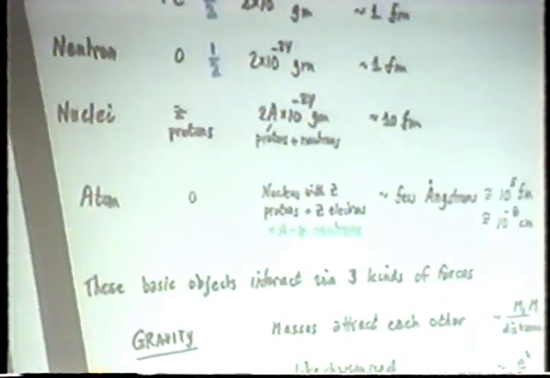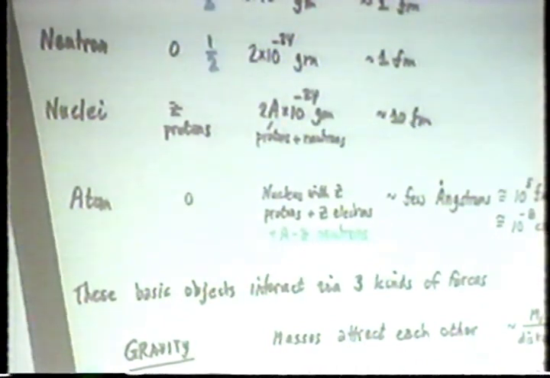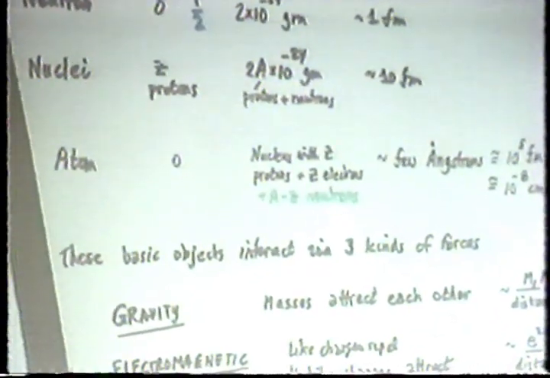A nucleus, which is the heart of an atom, then is made up of some Z protons and some A minus Z neutrons, so it has a total mass A, and its mass then is something like 2A times 10 to the minus 24th grams, and it's bigger because typically it has then a lot of these tinier objects, neutrons and protons in it, so the size is of order 10 Fermi. An atom consists of a nucleus at its center, with a set of electrons moving around it.